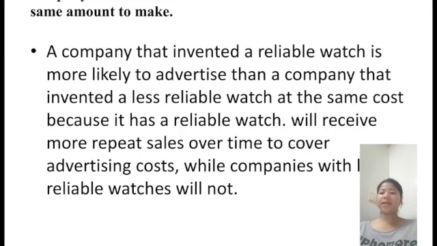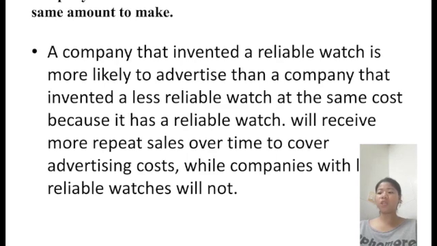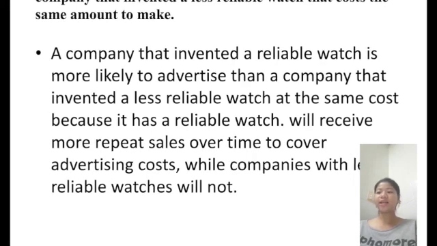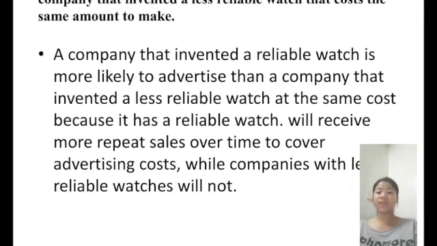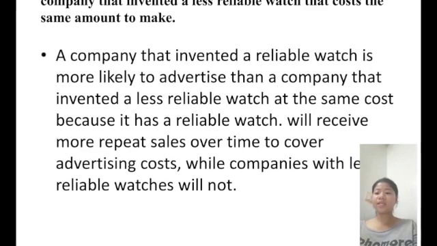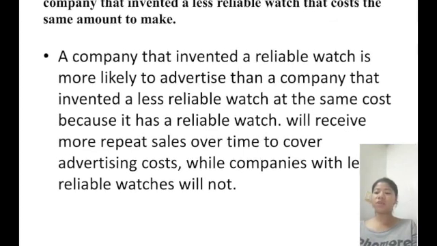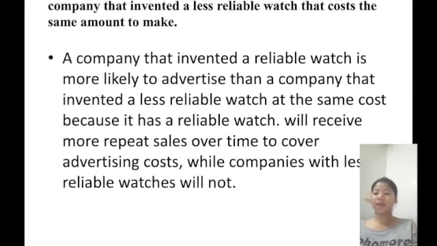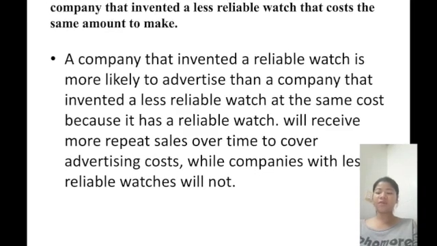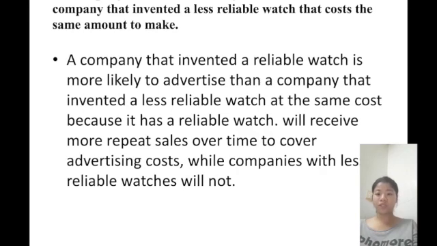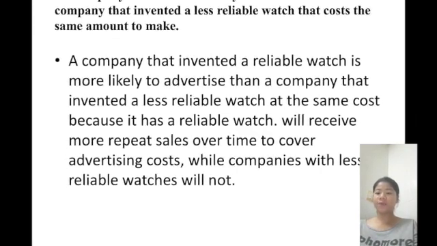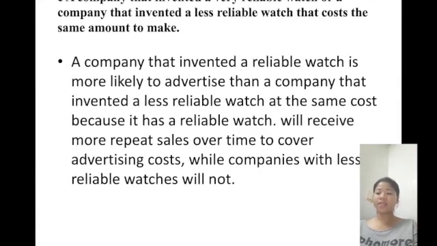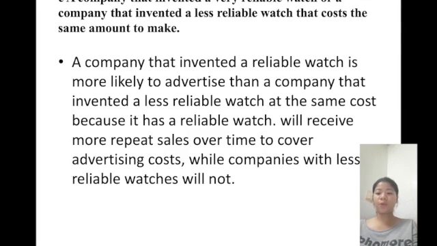Question C. A company that invented a very reliable watch or a company that invented a less reliable watch that costs the same amount to make. A company that invented a reliable watch is more likely to advertise than a company that invented a less reliable watch at the same cost, because a reliable watch will receive more repeat sales over time to cover advertising costs, while the company with a less reliable watch will not.